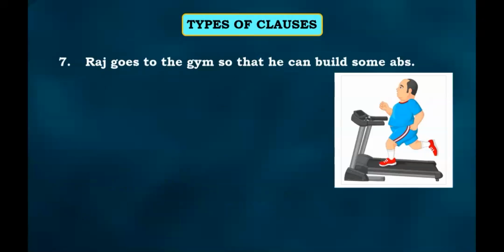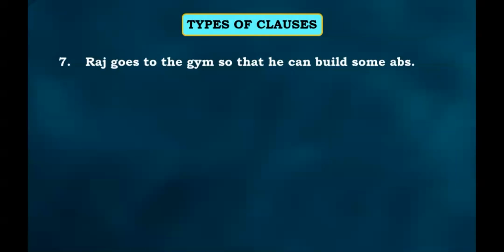Raj goes to the gym so that he can build some abs. Now very quickly, I know that you are very thorough with the finite verbs and the subordinator and deciding what is the main and what is the subordinate clause. So I'll do that for you so that we can be a little quick here. You need to understand the meaning here. The two finite verbs here are goes and can build. The subordinator is so that.